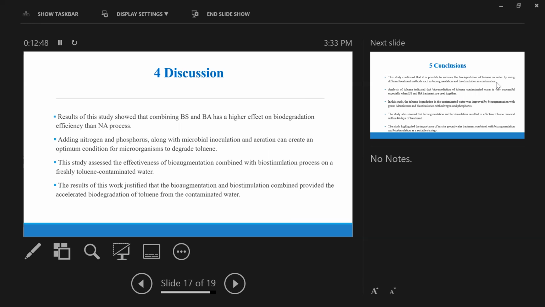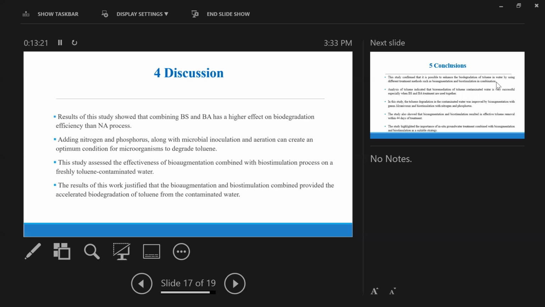Our study showed that combining biostimulation and bioaugmentation has a higher effect on biodegradation compared to the natural attenuation process, which is reactor 2. We did not add any oxygen, we didn't add any nutrients, and we did not add any microorganisms. So the combined biostimulation and bioaugmentation process is much more effective compared to natural attenuation.